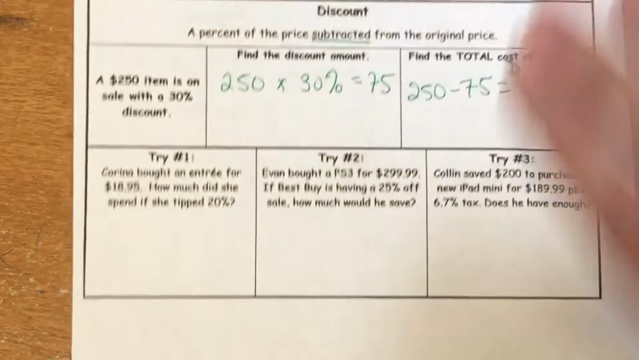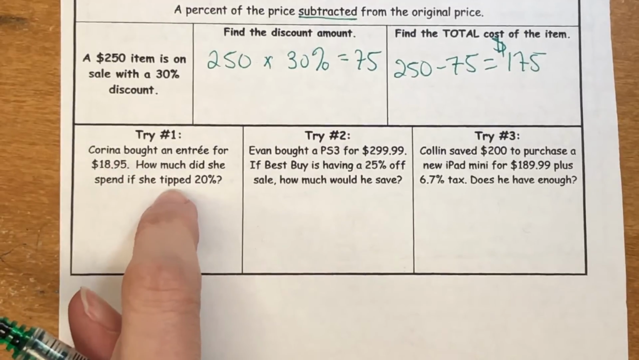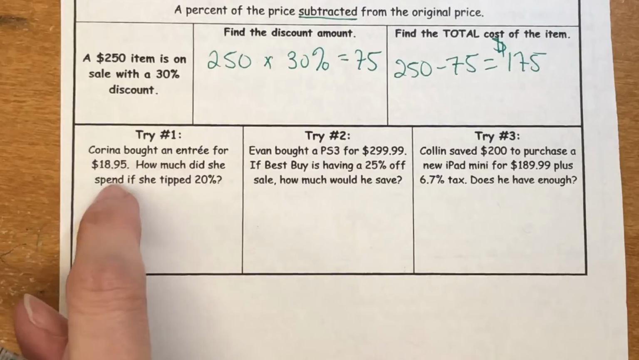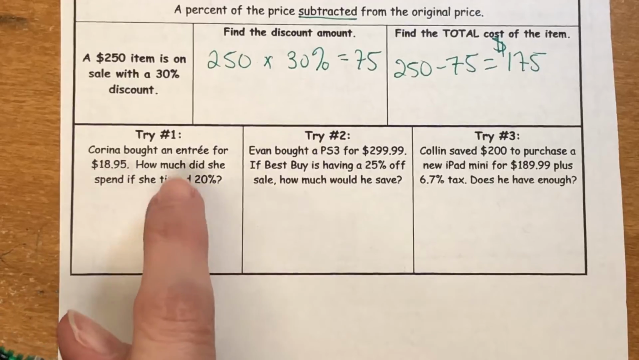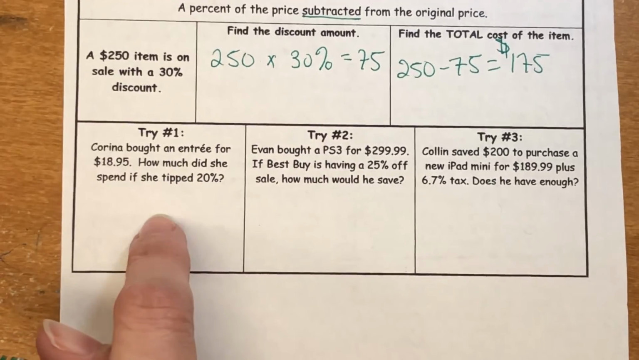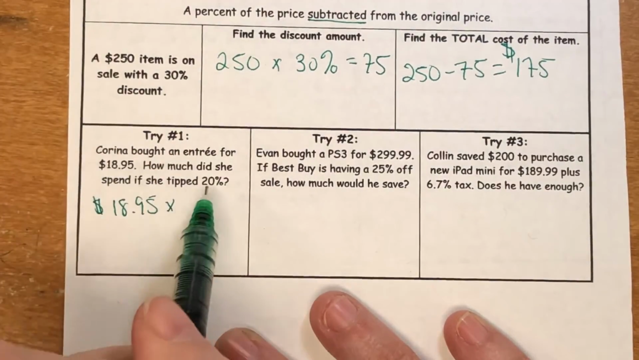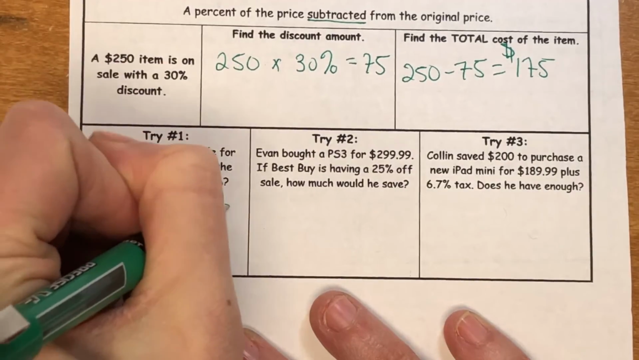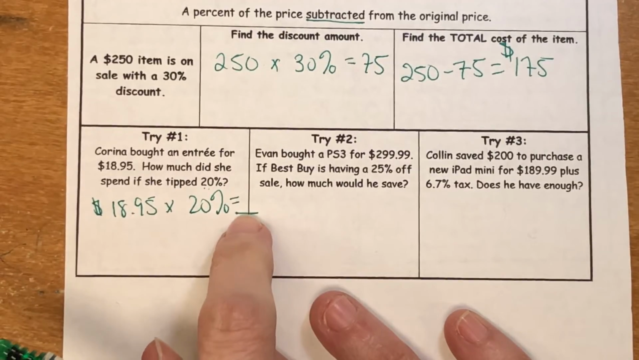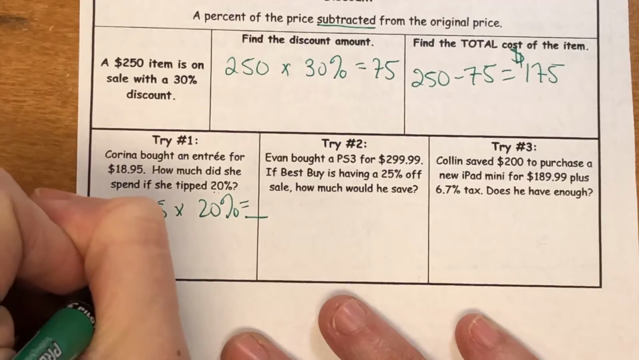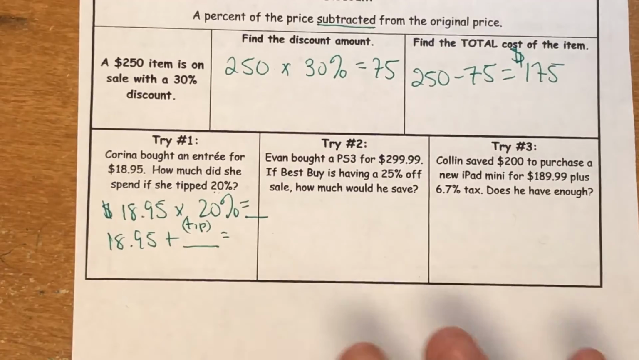All right, try 1, 2, and 3. You try these on your own. So this one here: Karina bought an entree for $18.95. How much did she spend if she tipped 20%? Again, this is tip, so you're going to add on to your original amount. So you're going to take your original amount, $18.95, and multiply that by 20%. You get your tip amount. Then you add $18.95 plus whatever you get. That's going to give you your total.